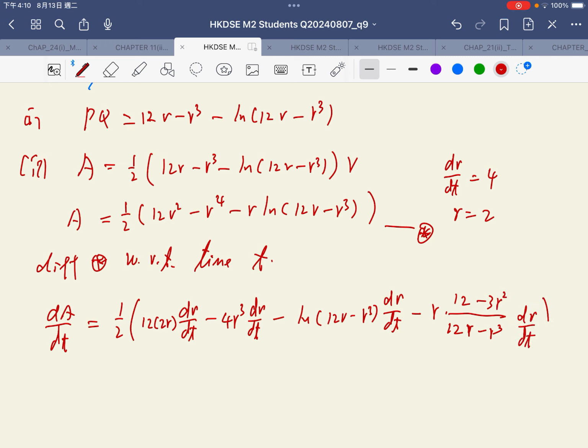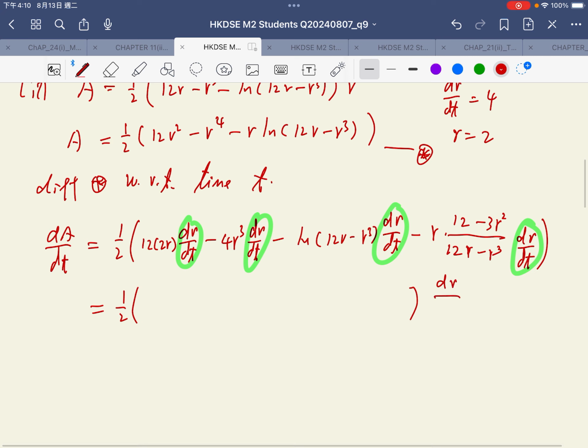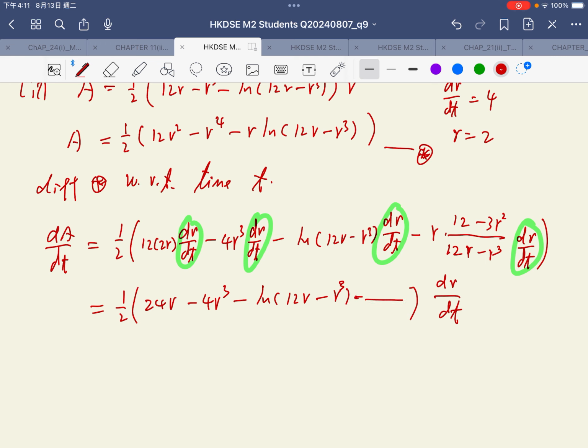Oh, so complicated, but actually it is easy, not too hard, though you can see there are so many terms. Factorize the common factor dr over dt outside the bracket, and then we have 24r minus 4r cubed minus natural log of 12r minus r cubed. The last term simplifies, with 12 minus 3r squared.